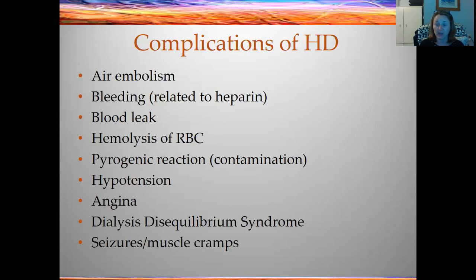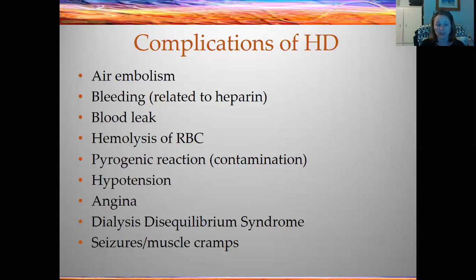Angina or chest pain can occur. Remember, our patients are often anemic and have heart disease. So remember, with anemia, those oxygen carrying red blood cells may be in short supply. You can also get a pyrogenic reaction. So an acute fever may come on if there is a contamination somewhere in the system. I think I hit on everything else. Sorry, that was not in order.